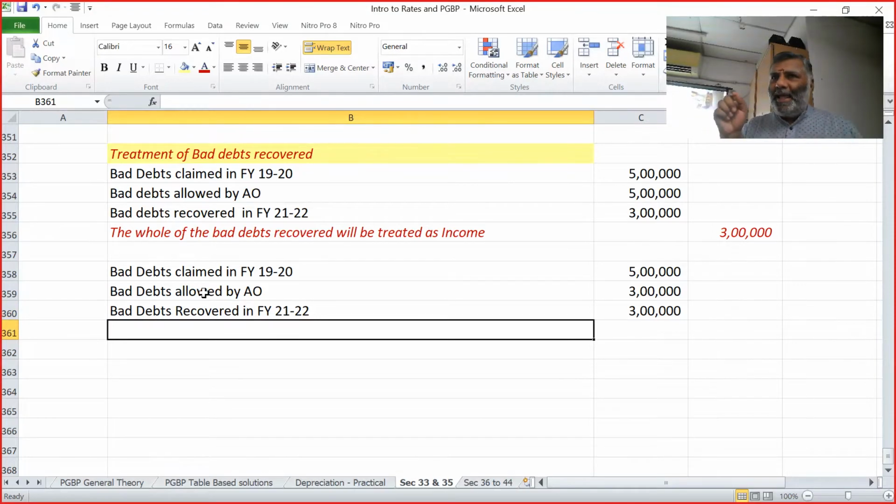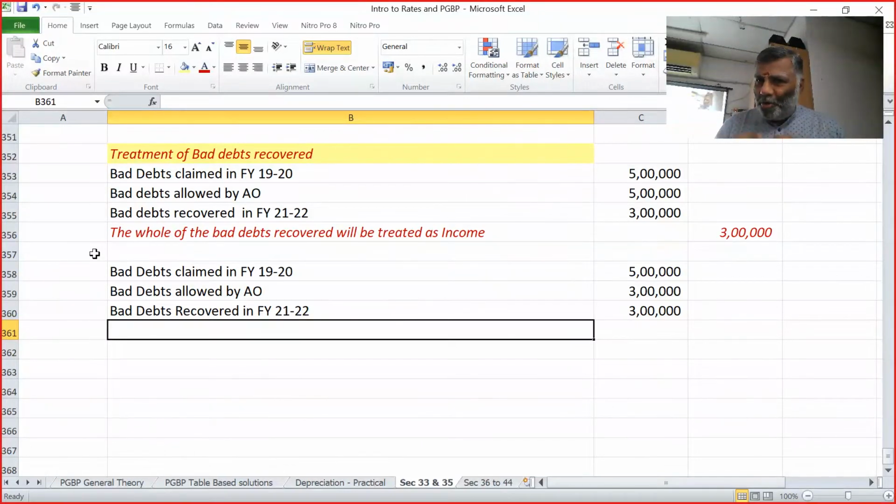But suppose I claimed 5 lakhs, and what is allowed by the assessing officer is only 3 lakhs. Which means 2 lakhs of bad debts which you claimed, he did not allow. He felt that the debtor might repay you, etc. Now you recovered 3 lakhs. How much is taxable? I gave that with our friend's answer.